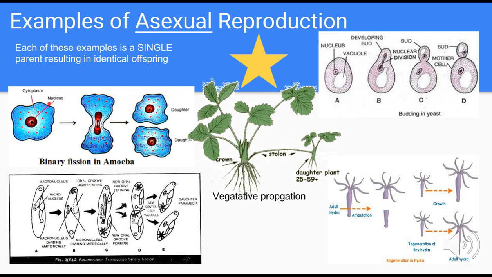Here are some examples. Binary fission of an amoeba. You have a single-celled organism right here that duplicates its chromosomes and then splits in half, and you have two organisms that result. These are genetically identical, and there's only one parent. Same goes for this lovely little paramecia here. You start with a single parent. It duplicates all of its stuff, and then it splits in half, and you have two paramecia that are genetically identical to the single parent. You can see they have some variations in the way they look, but genetically they are absolutely the same. There's no genetic variation at all.